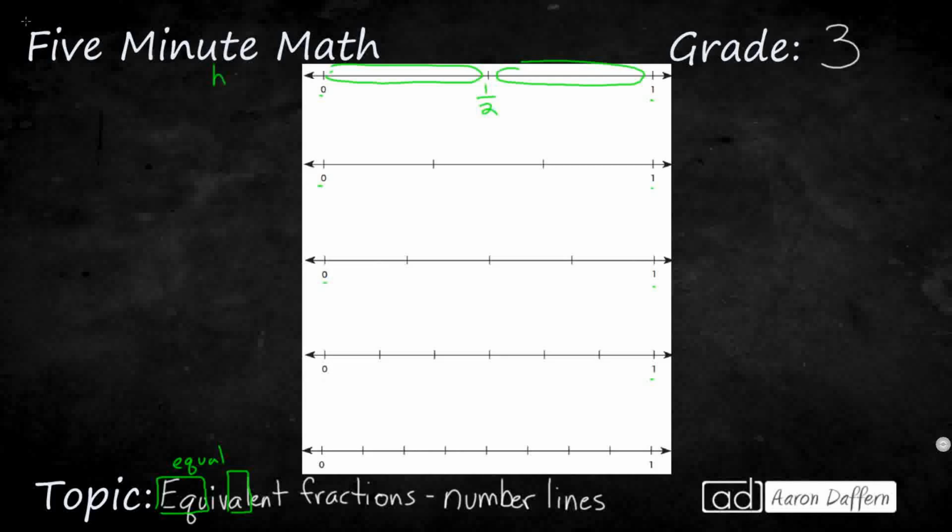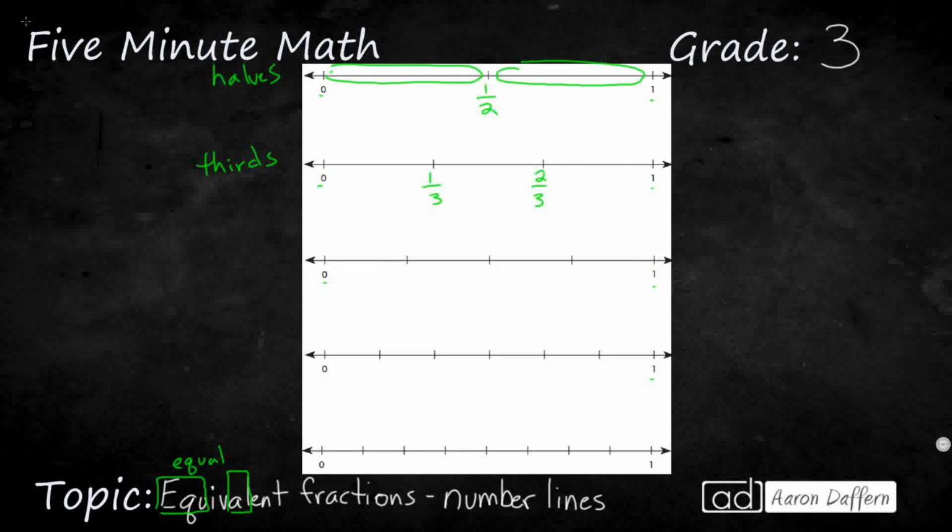This one is not halves. We should see that there are three sections, which means we are going to break this into thirds. So I'm going to write 3 right there as my denominator, and then I'm going to write 1/3, and that's 2/3.